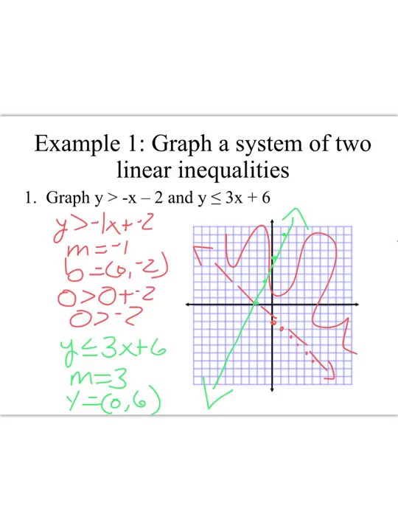Again, I'm going to plug 0, 0 in. So 0 needs to be less than or equal to 0 plus 6. 0 is smaller than 6, so I'm going to be shading on the side where 0, 0 is.